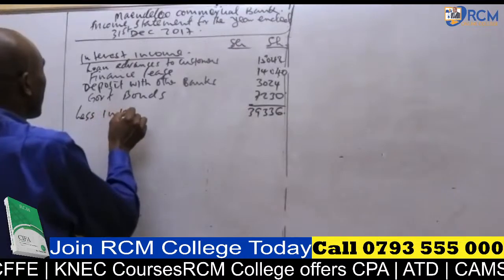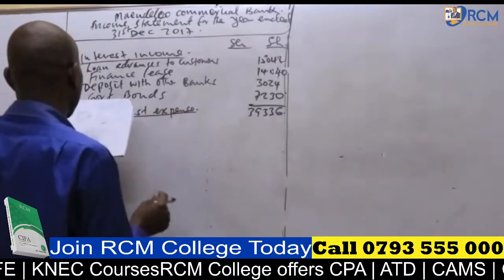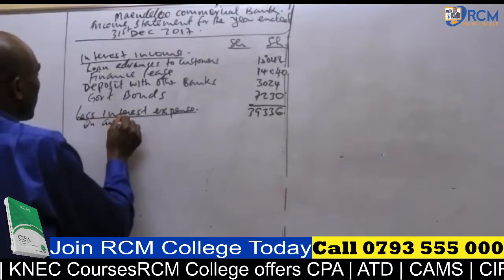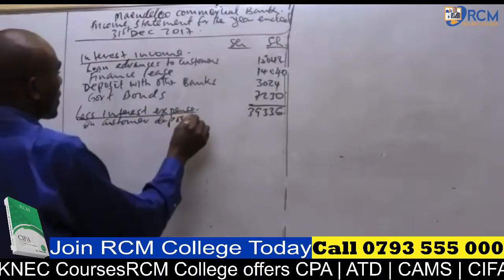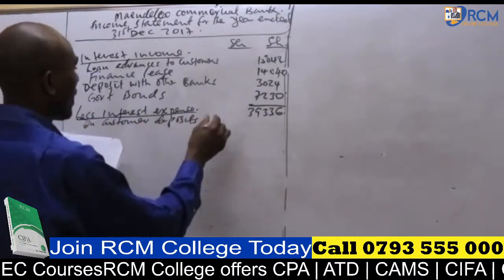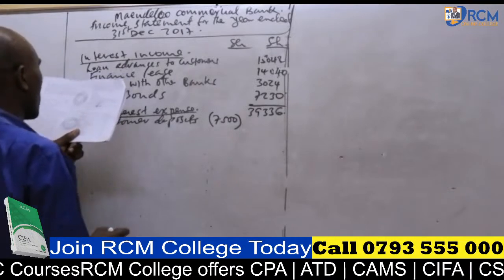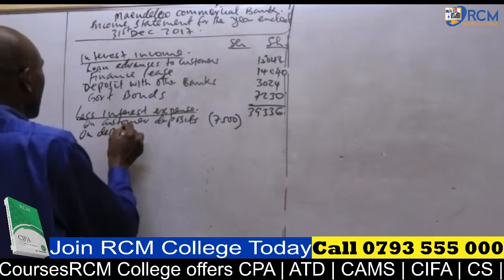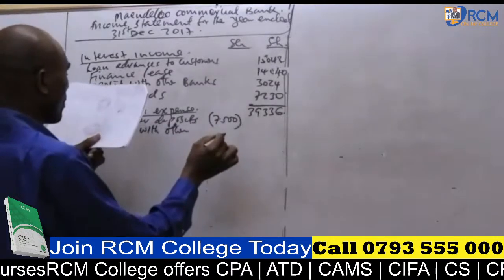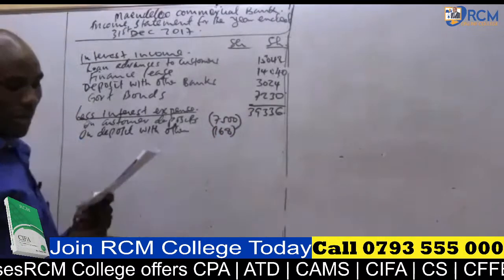Interest expense we were given on customer deposits. You put it in the second column. In the second column we were given 7,500. Then we have interest on deposit with other banks. Is it 168? I'm seeing 168.